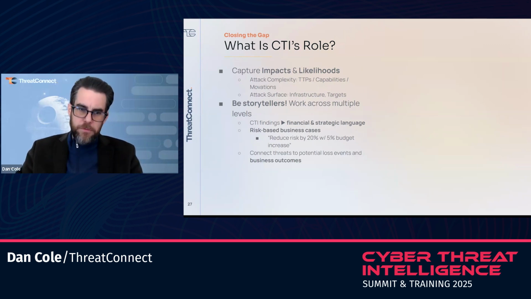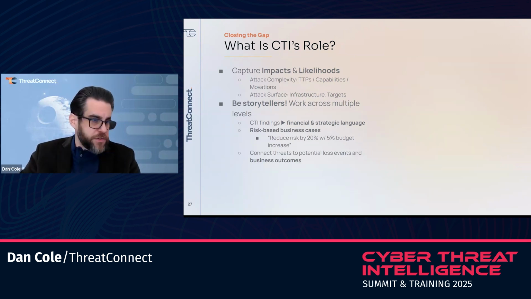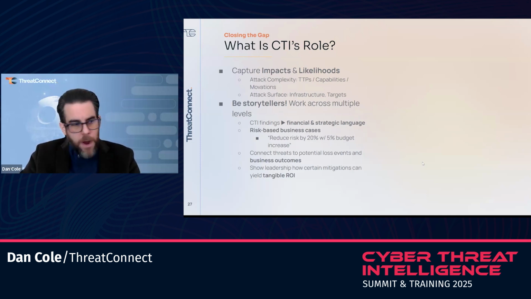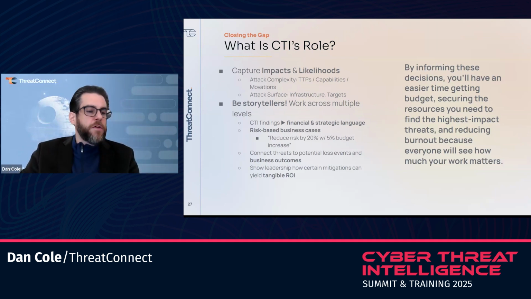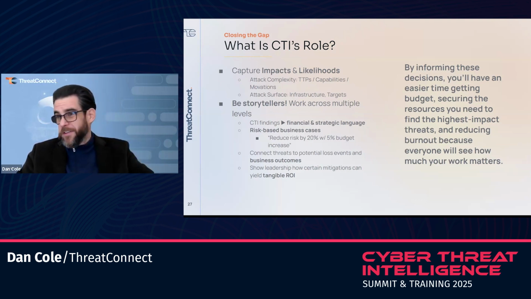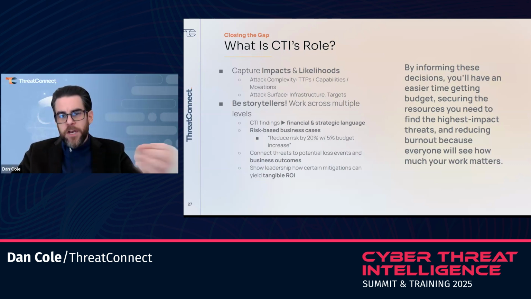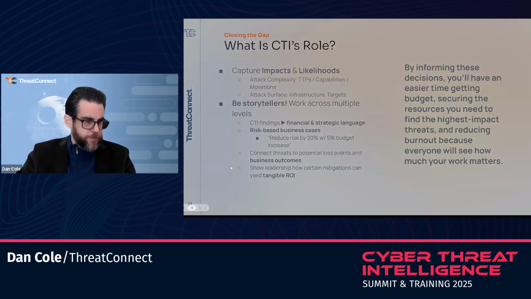And then this can become a routine on an ongoing basis as you close the intelligence cycle. Connect those threats to potential loss events and business outcomes. That's going to help you not only get more resources, it's going to help inform what your actual requirements are. And then finally, show leadership how certain mitigations can yield tangible ROI, because that's what they really care about. By informing all of these decisions that leadership is making, you'll have an easier time getting budget and resources. And because this helps you align to your PIRs, it's going to help you spend more time finding high impact threats.